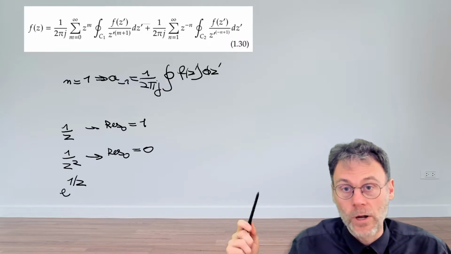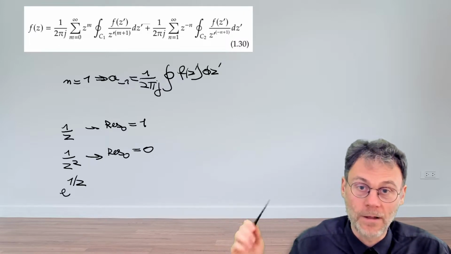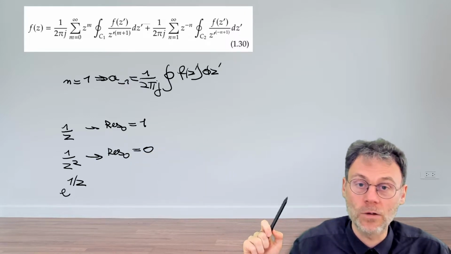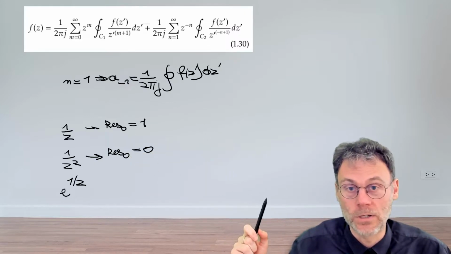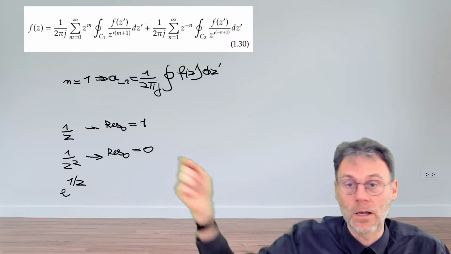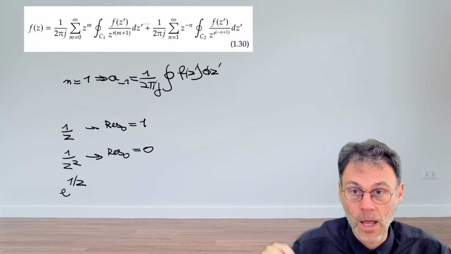Of course, the other way around, if you do have an analytical function, you have no negative powers of z anywhere, and therefore also the residue is equal to 0. But don't turn this around. It's not because the residue is 0 that you don't have a singularity.